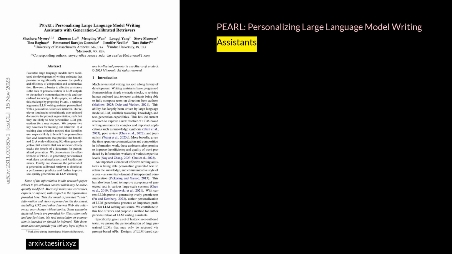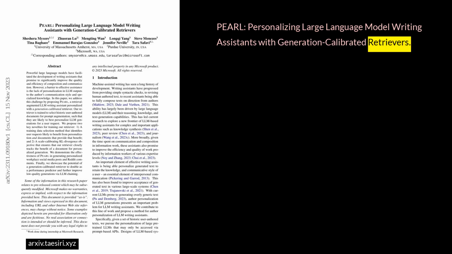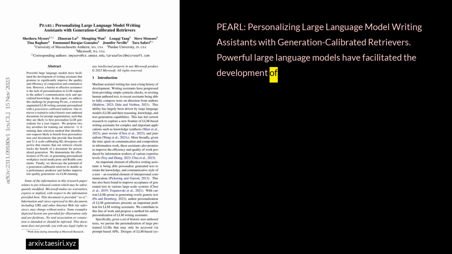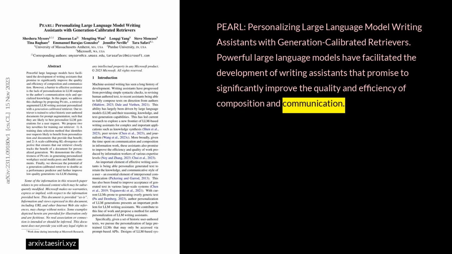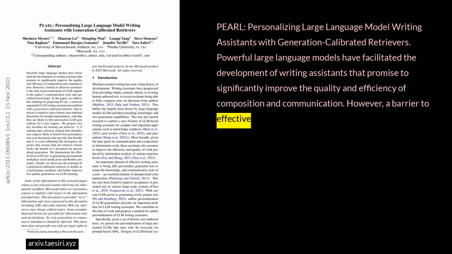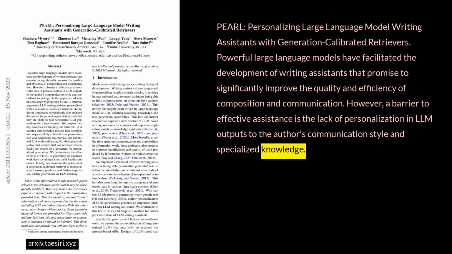Pearl: personalizing large language model writing assistants with generation-calibrated retrievers. Powerful large language models have facilitated the development of writing assistants that promise to significantly improve the quality and efficiency of composition and communication. However, a barrier to effective assistance is the lack of personalization in LLM outputs to the author's communication style and specialized knowledge.